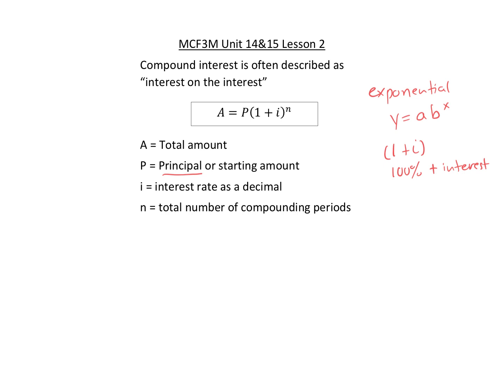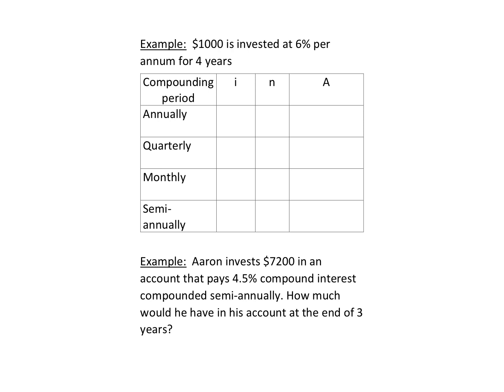The most important thing in compound interest is the I and the N, because they will change according to how often we compound our interest. We could compound our interest annually, which means once a year. We could compound it quarterly, which means 4 times in a year. We could compound it monthly, which means 12 times in a year. Or we could compound it semi-annually, which means twice a year.